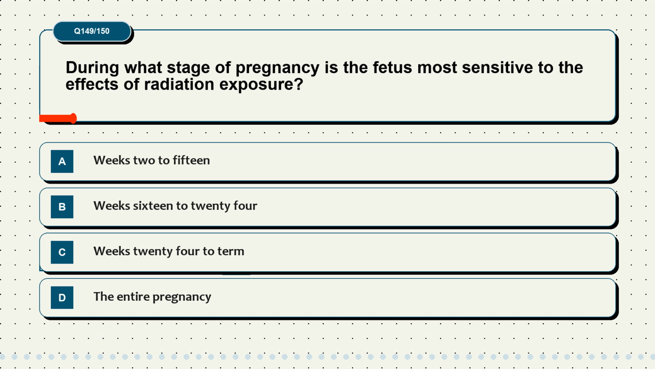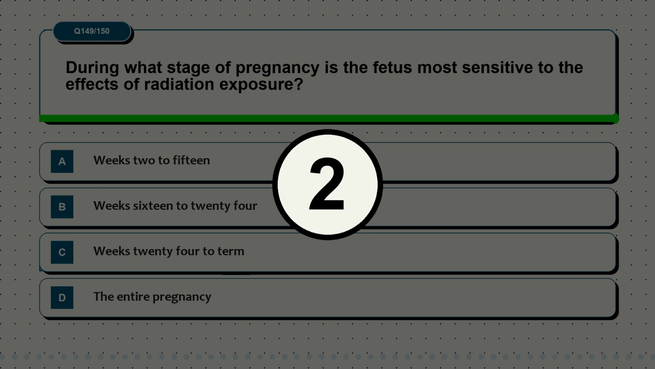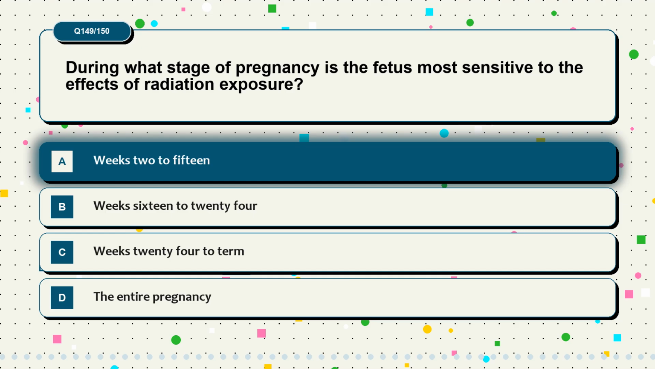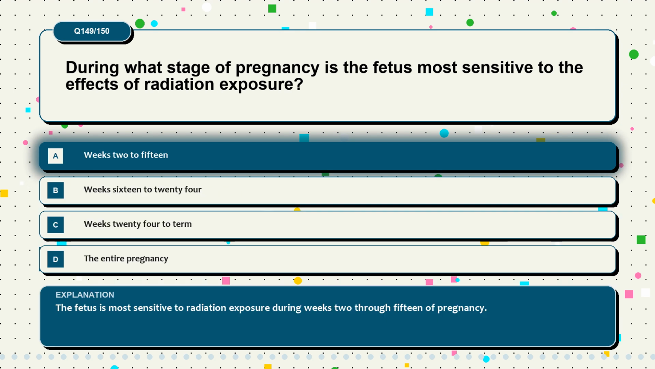Question 149. During what stage of pregnancy is the fetus most sensitive to the effects of radiation exposure? Here are the options. Option A. Weeks 2 to 15. Option B. Weeks 16 to 24. Option C. Weeks 24 to term. Option D. The entire pregnancy. The correct answer is option A. Weeks 2 to 15. The fetus is most sensitive to radiation exposure during weeks 2 through 15 of pregnancy.